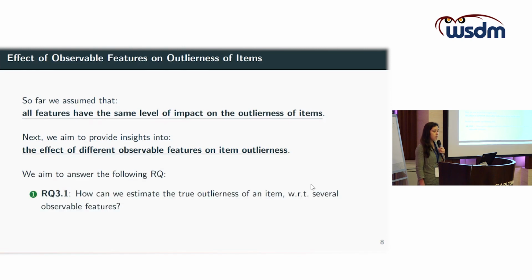So we basically want to answer this research question. How can we estimate the true outlierness of an item with respect to several observable features? So our goal is to show one item with all its observable features to users and decide whether this item is an outlier or not. We want to have an idea which of the features are more important or how they impact the user.